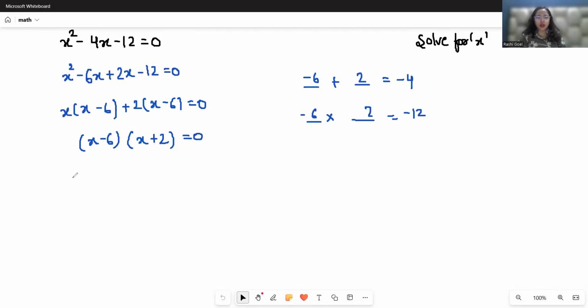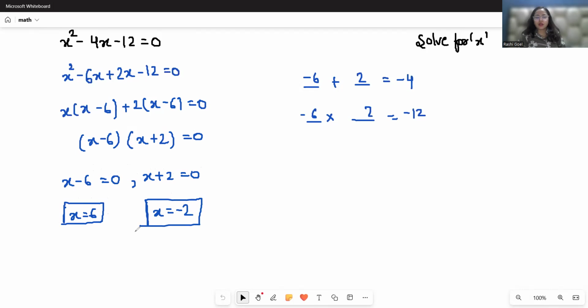So these are the two factors to find the solution. Put each factor equal to 0. So x minus 6 equals 0, x equals 6, and x plus 2 equals 0, x equals minus 2. So these are the two values of x.